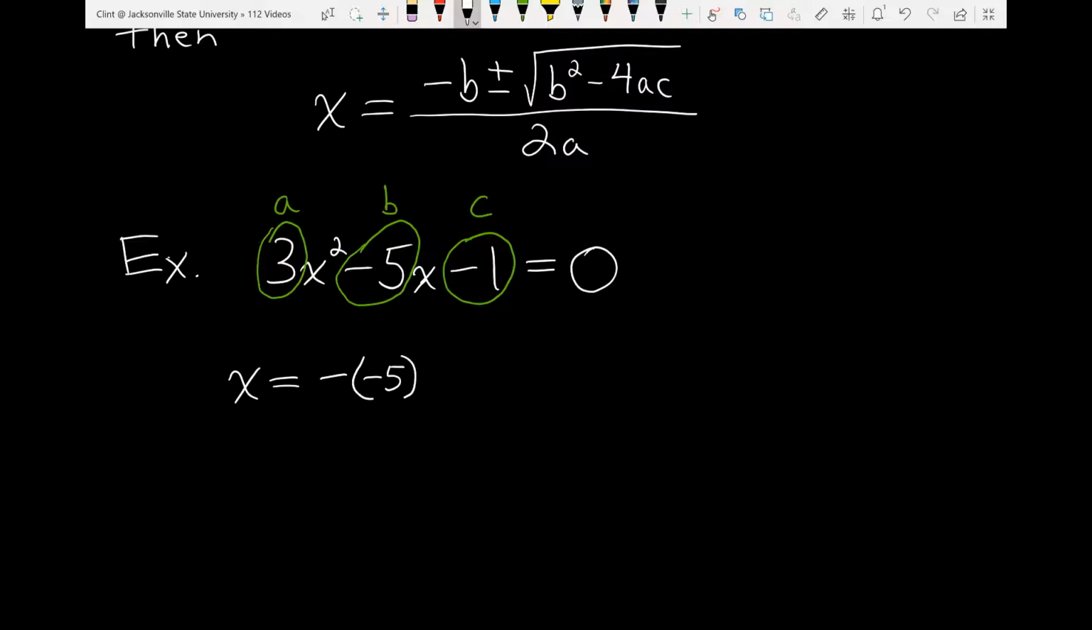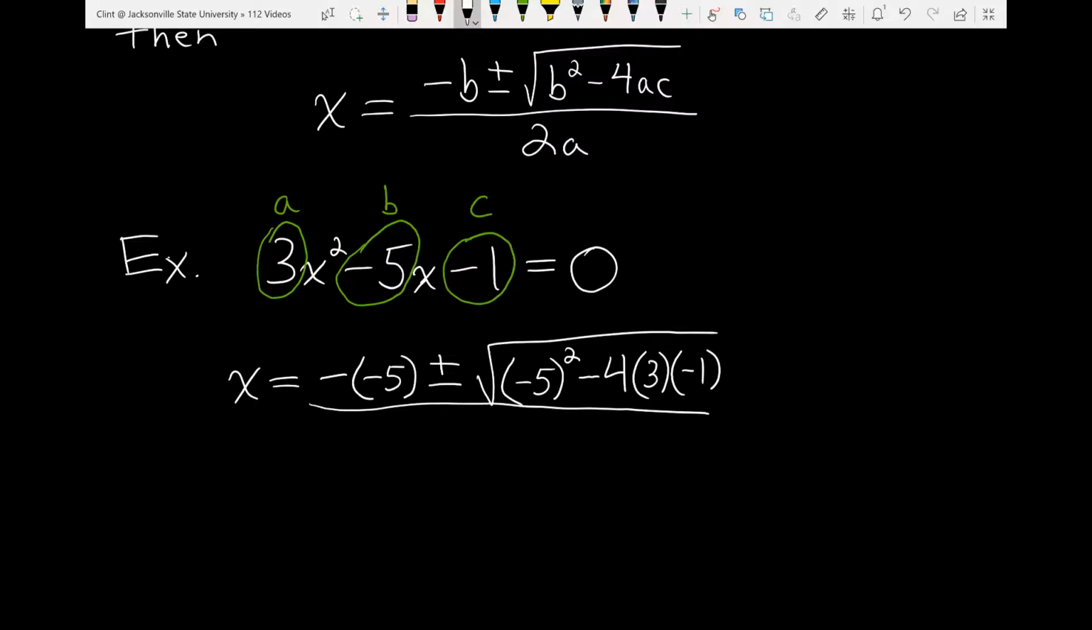Already have double negative signs there to deal with. Plus and minus the square root of b squared. Be very careful here. Use parentheses because when we do negative 5 squared, it's going to give us a positive number. Then minus 4 times a, which is 3, times c, which is negative 1. This whole thing divided by 2 times a, so 2 times 3.